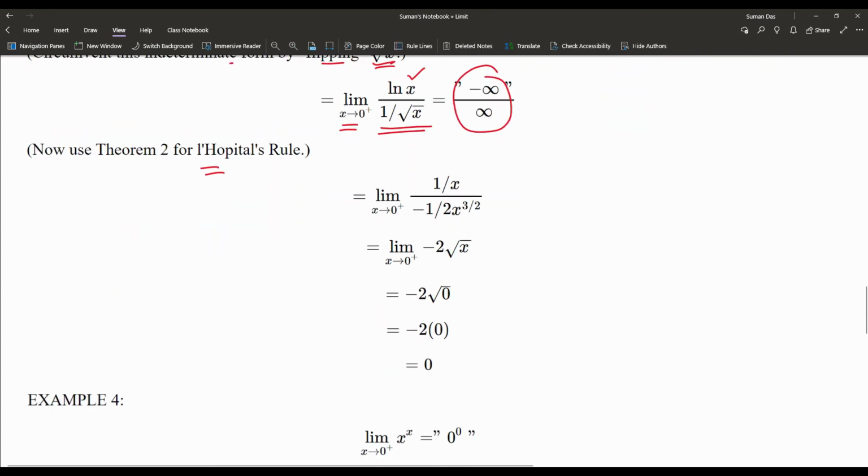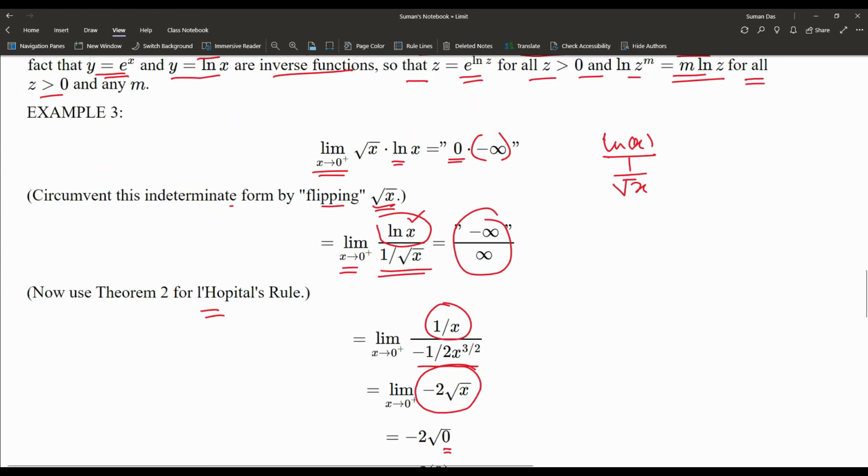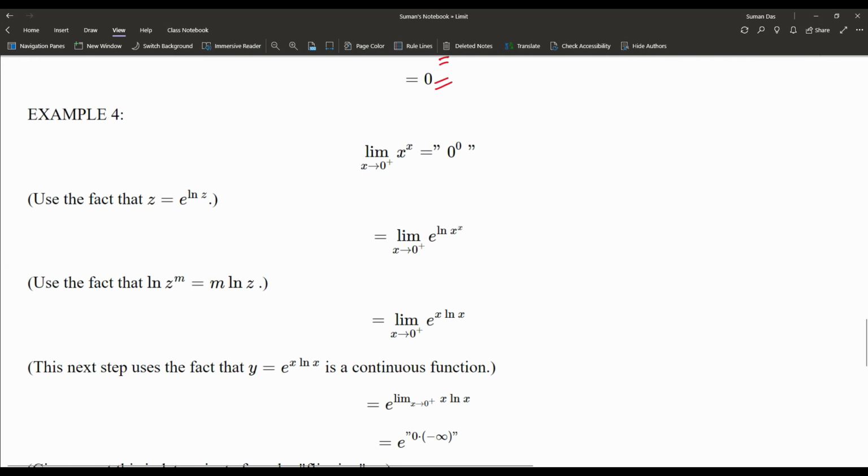So after L'Hopital's rule, we are just differentiating the numerator, log x, and the denominator. After differentiation, getting 1 by x, and 1 by square root of x after first order differentiation getting minus 1 upon 2x to the power 3 by 2, and after calculation we are getting the result as minus 2 into square root of x. So put the value of x as 0 here, we are getting the result as 0. So that can also be used for that type of result, that is when we are getting 0 into minus infinity form. Let's check the fourth problem.